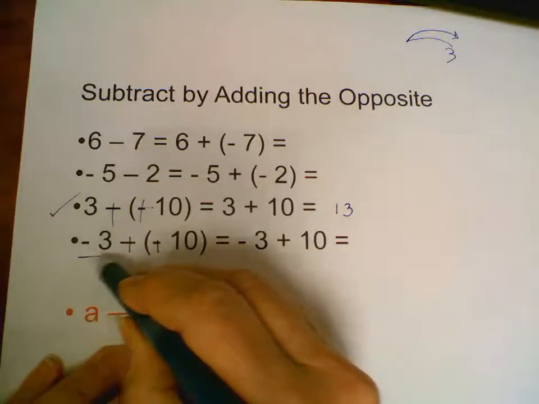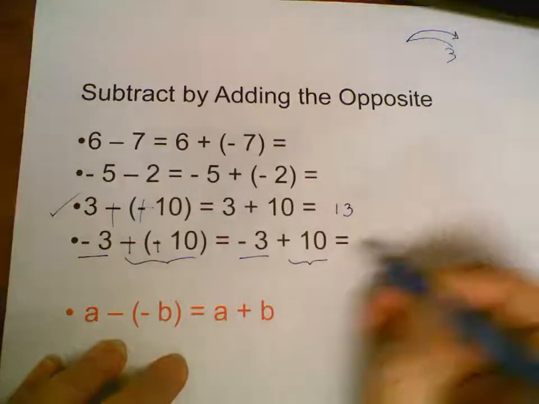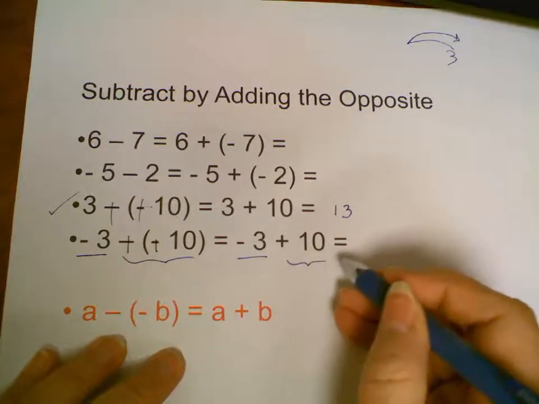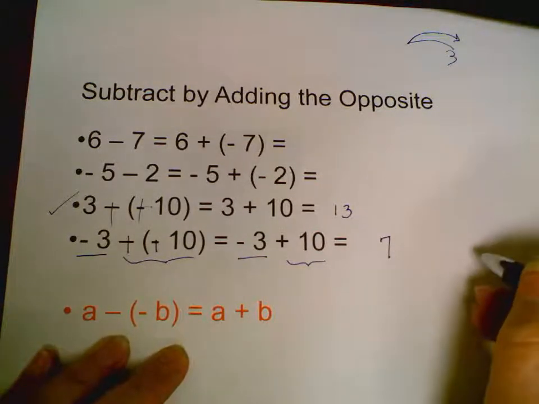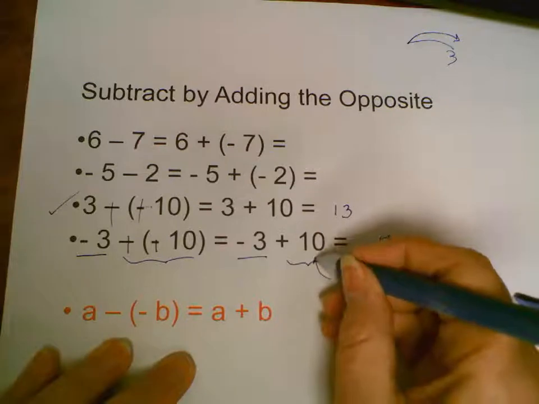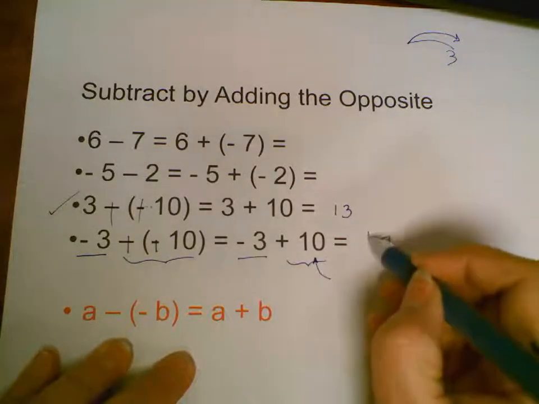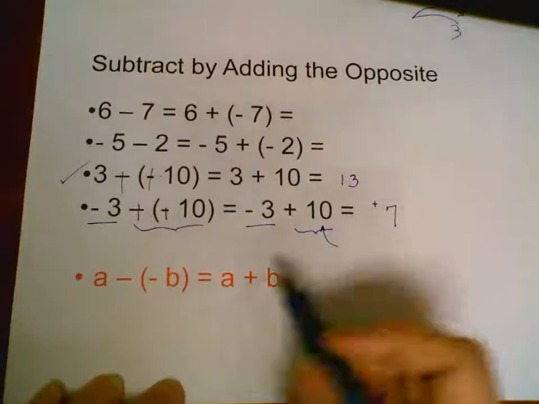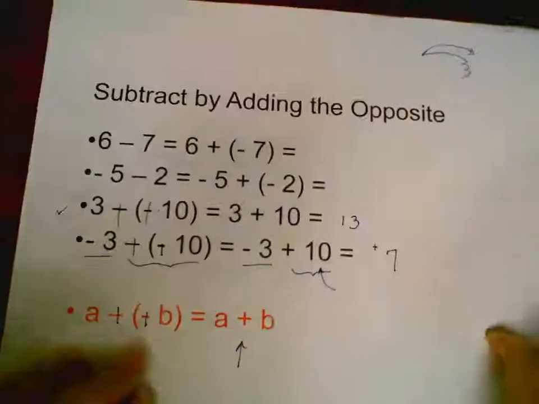So now we have negative 3, positive 10. Are the signs the same? No, one's negative, one's positive. So we subtract, and we must decide what sign to keep. We keep the sign of the bigger number. 10 was bigger and he's positive, so our answer is positive. Here's the rule we learned on this page. A negative and a negative is positive.